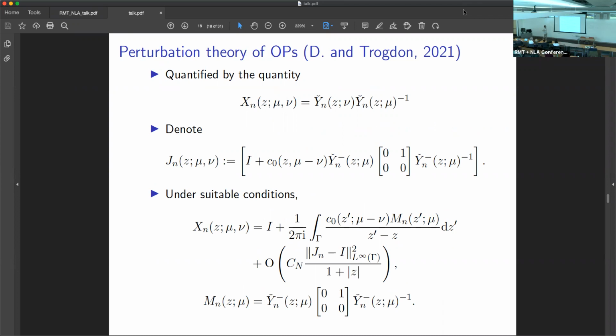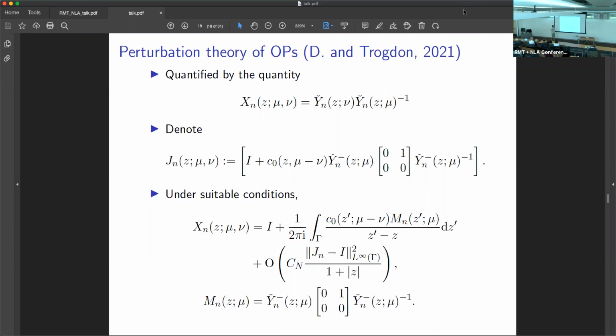The new quantity is X n. It is essentially the inverse of the mu part, multiplied by the nu part. Ideally, if mu and nu are close, this X n should be very close to the identity matrix. Then we can show that for this X n we can find another RHP, with its own jump condition.